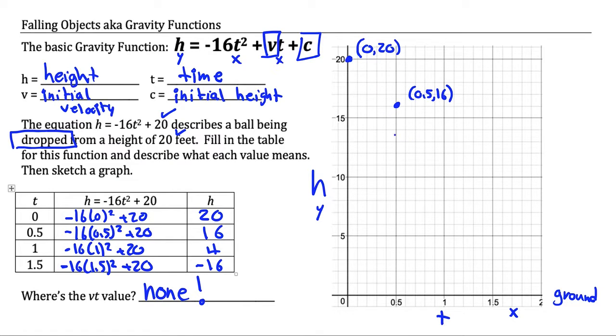I'm not going to draw my graph yet because it's curved. It's a parabola. After 1 second, it's at 4 feet. So as you can see, holy cow, it's fallen a little bit faster.